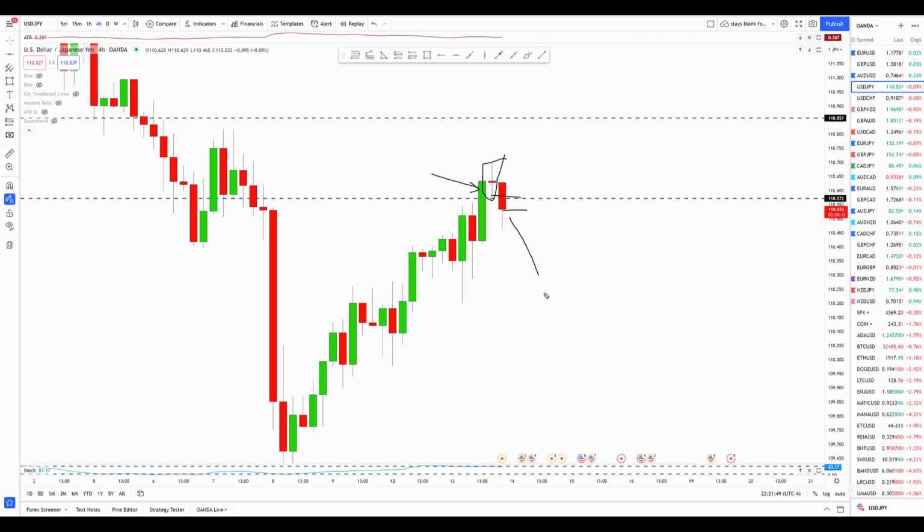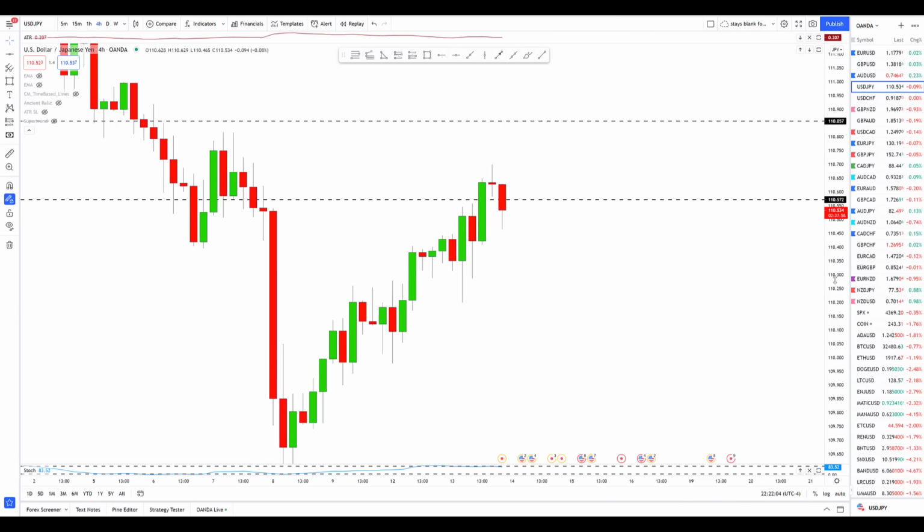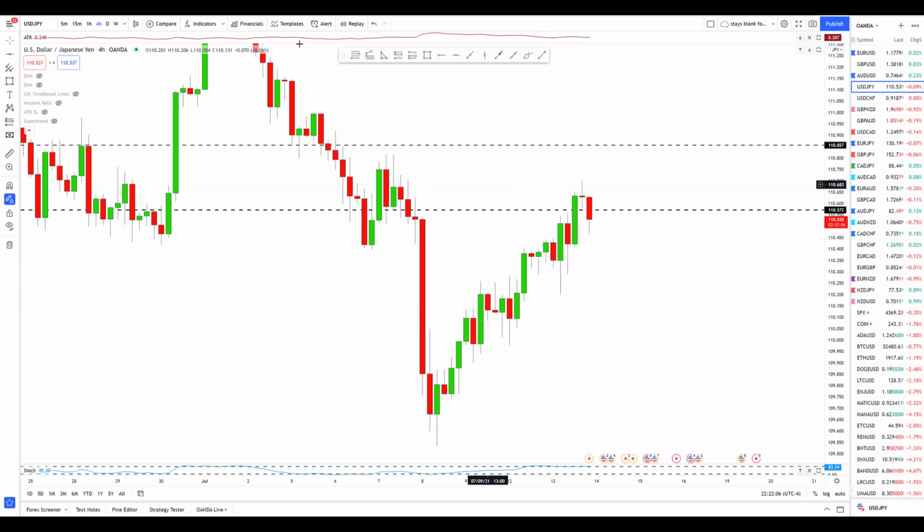Now, does that mean 100% that this market's going to dive down? Absolutely not. No trading strategy, no trading methodology is ever going to be 100% accurate. And even if this candle did close here, we could still see the market rally to the upside. But what I can do at this point is go down one more time frame. At least for my own trading methodology, I allow myself to do this.